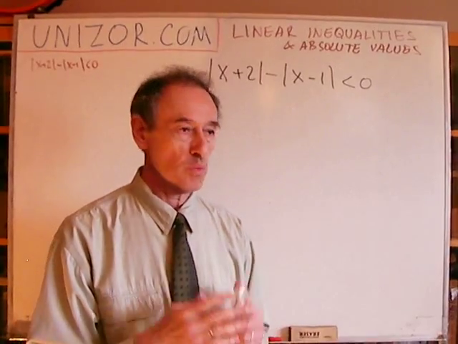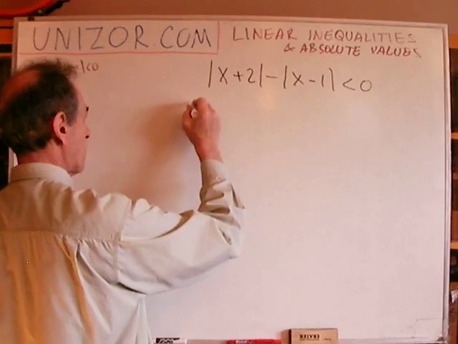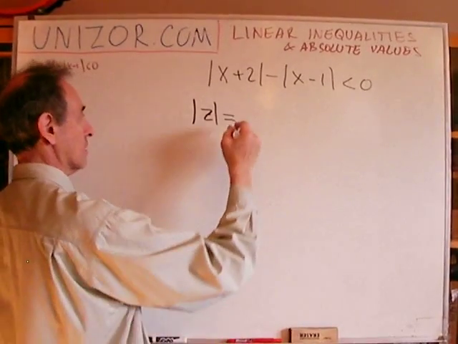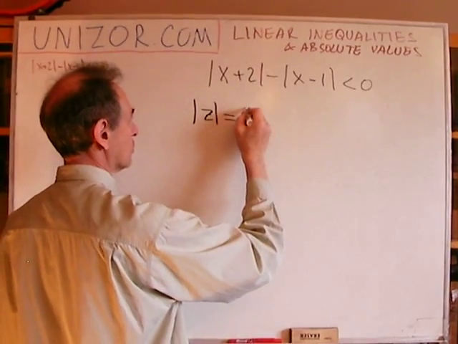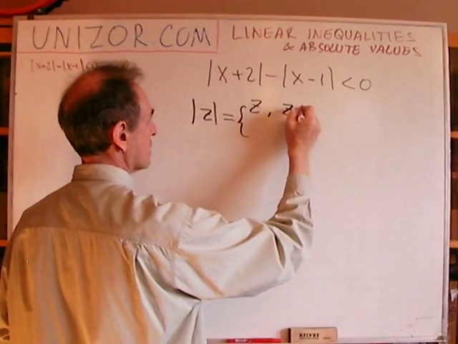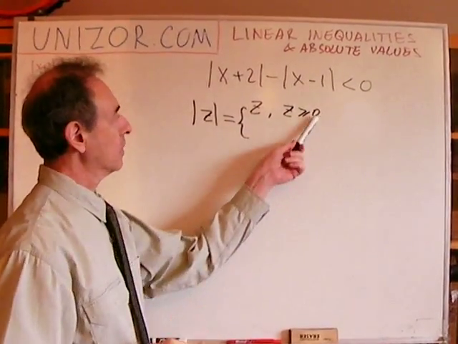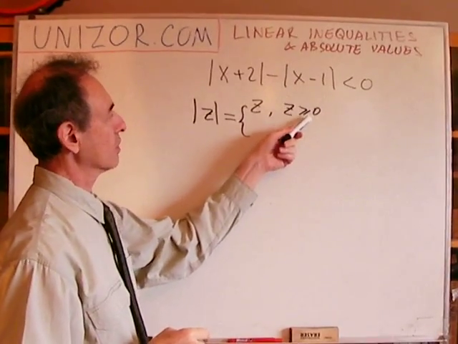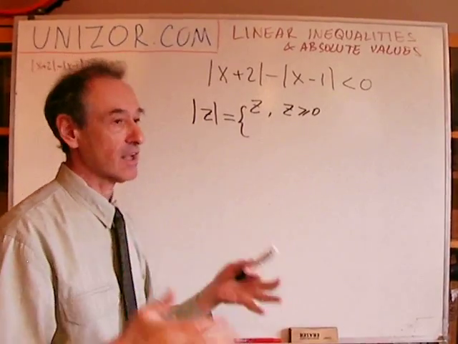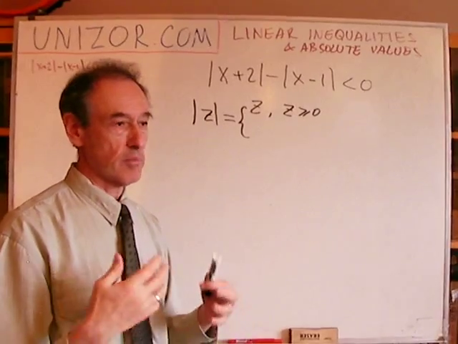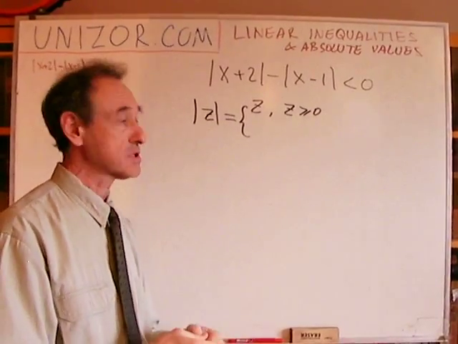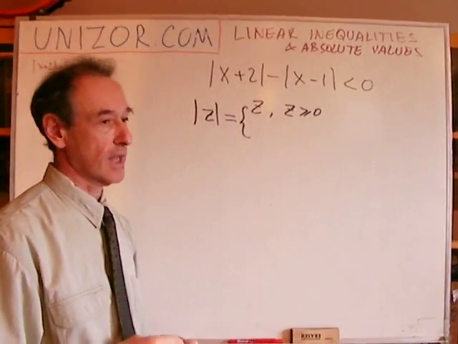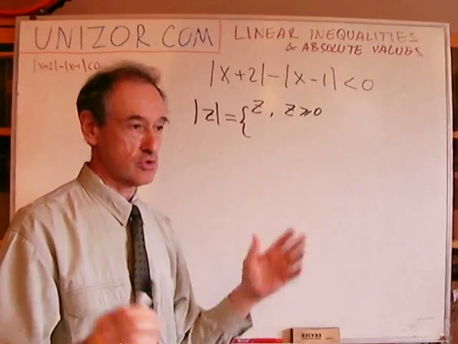Well, let's think about absolute value. What is an absolute value of a number? The absolute value of a number is, by definition, equal to z for z greater or equal to zero. So for all non-negative numbers z, and I'm talking about real numbers, of course, the absolute value of z is exactly the same as z. The absolute value of 2 is 2, absolute value of 25 is 25, absolute value of 0 is 0. So I don't have to do anything with the number z if it's non-negative to obtain the absolute value of z. I just should take it as it is.